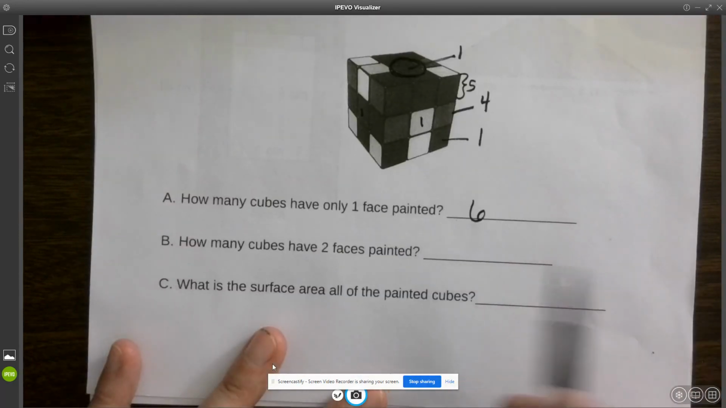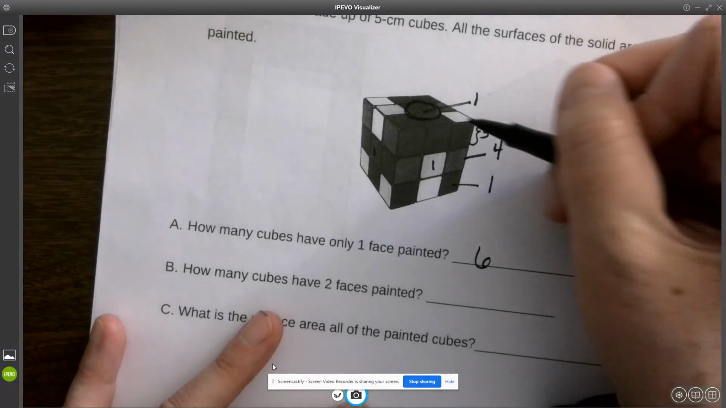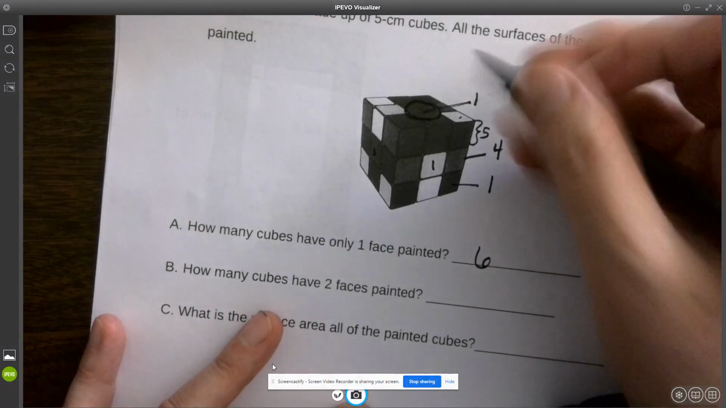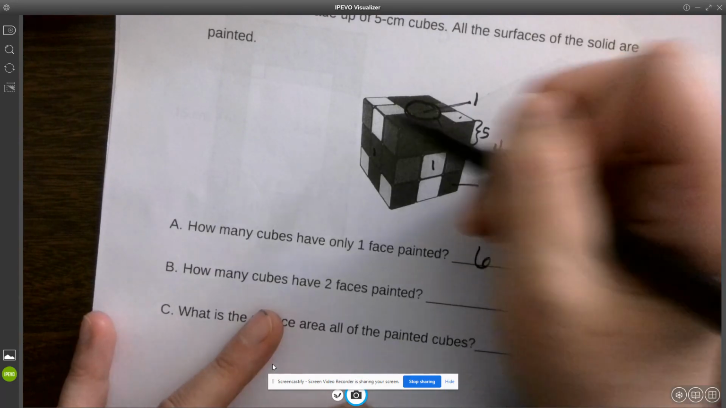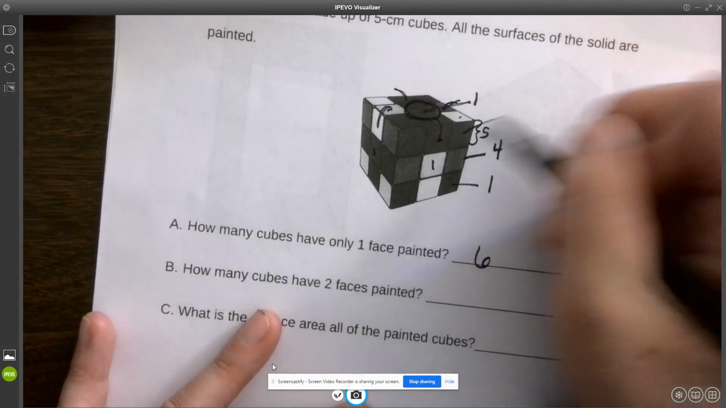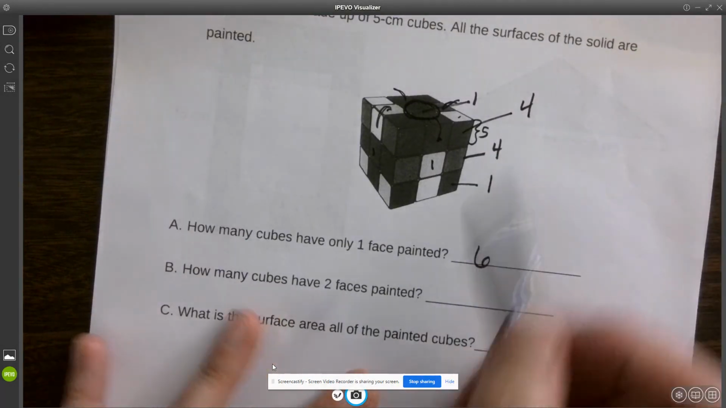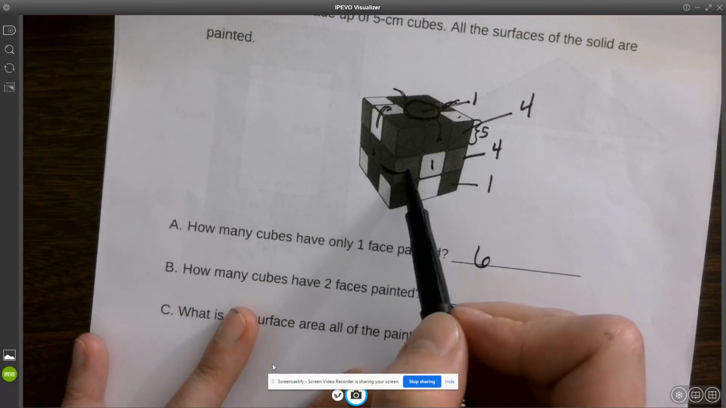Now it says how many have 2 faces painted. 2 faces, well, this one would have 3, so that's not it. This one has 2. See how it's right there and right there. This has 2. That one would have 2, and this one would have 2. So this layer has 4. Then this one has 1, so that doesn't count. This one would have 2.